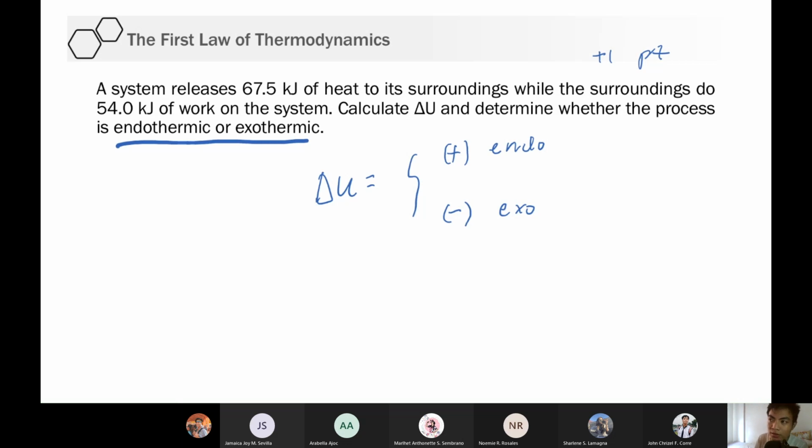Now I want you to solve all this. Solve for this. This is open for 1 point. Comment nyo na lang, antayin ko mag-reply kayo, para may score. Pag-a-add nyo lang yan, but be careful of the sign.